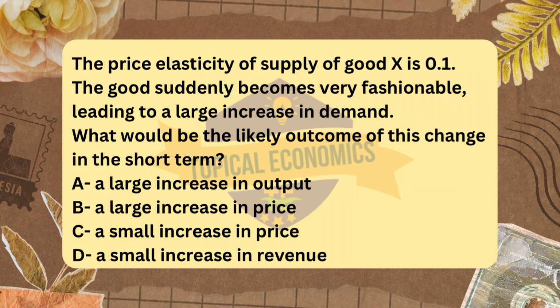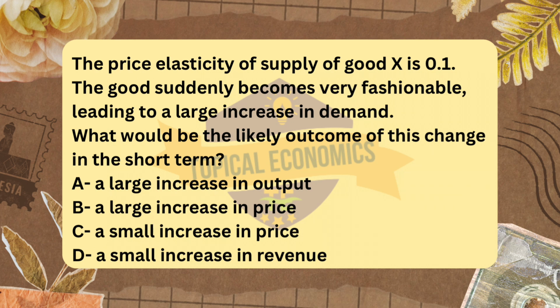Given that the price elasticity of supply, PES, for good X is 0.1, it suggests that the supply of the good is inelastic in the short term. In other words, producers are not able to significantly increase the quantity supplied in response to a price change. Now, if the good becomes very fashionable and leads to a large increase in demand, the immediate effects will depend on the interaction between demand and supply. Since supply is inelastic, PES equals 0.1, producers cannot quickly adjust output to meet the higher demand.